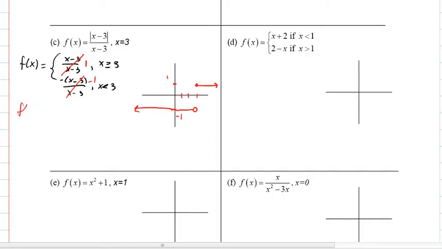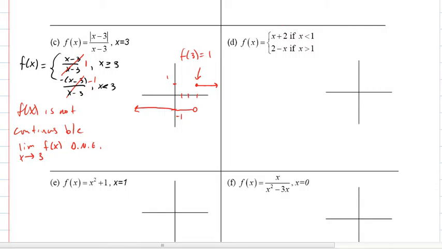So f of x is not continuous because, well, let's analyze why. The point exists. F of 3 is defined as 1, but the limit does not exist. So we're going to say because the limit as x approaches 3 of f of x does not exist. So this is the case where we have condition 2 failing.